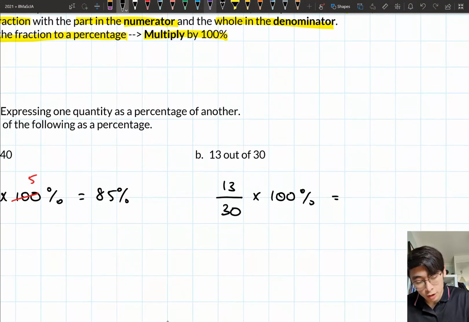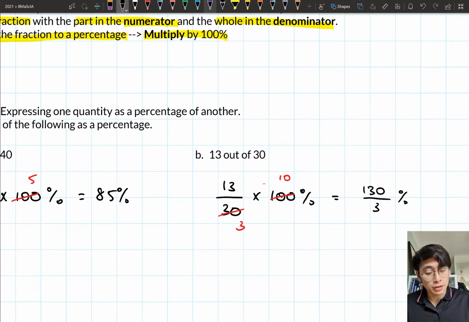And here I'm just going to go, okay, I want to simplify. I want to see if I can cancel out anything. So here, 30 and 100 have a common factor of 10. 10 goes into 100 10 times, and 10 goes into 30 3 times. And so now that I've got that, I'm just going to multiply the two numbers at the top: 130 over 3%.